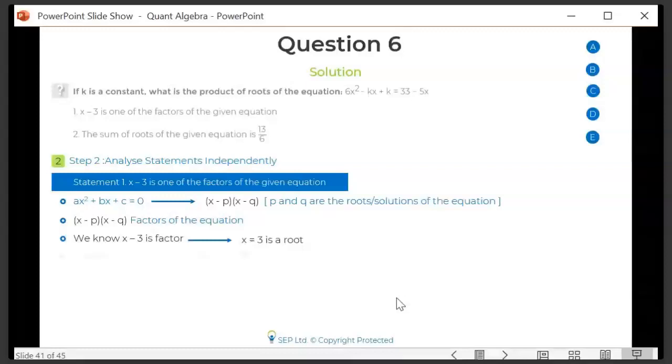So I have this, we simplified it and wrote it like this, right? 6x squared plus (5 minus k)x plus k minus 33. We wrote this in the previous slide. If we put x equal to 3 in this, we will get the value as 0. And how does this help me?